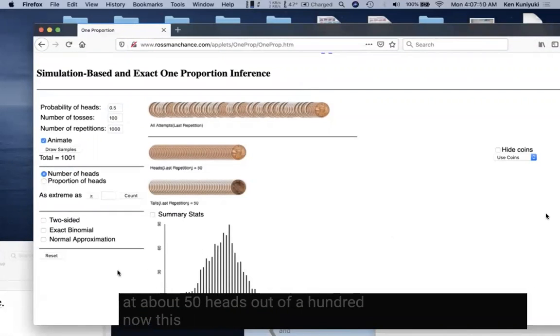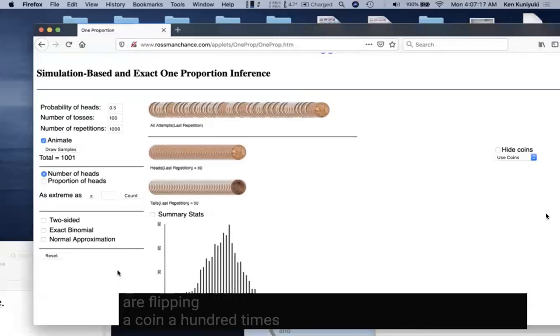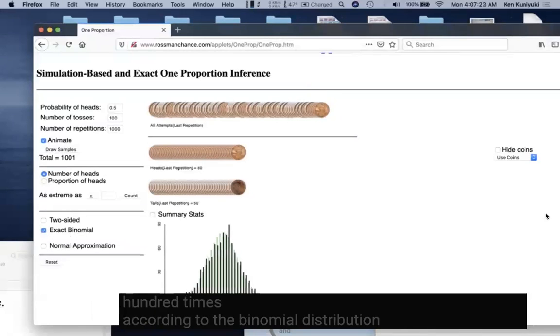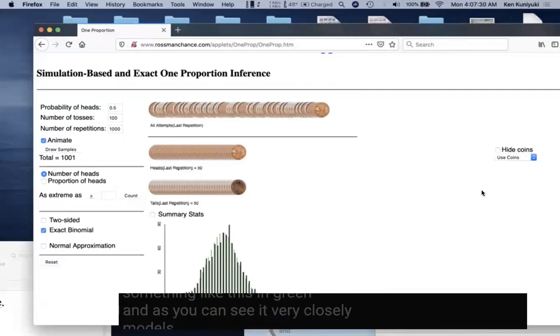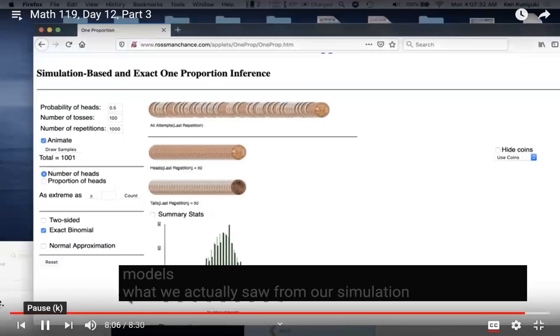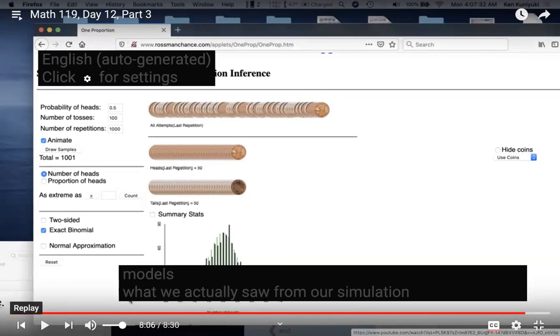Now, this is what we're seeing from the simulation where 1,000 students are flipping a fair coin 100 times. According to the binomial distribution, the frequency distribution should look something like this in green. And as you can see, it very closely models what we actually saw from our simulation. Okay, so without the captions, you can see they match up pretty well. And you can see that it is roughly bell-shaped. The model is about bell-shaped.